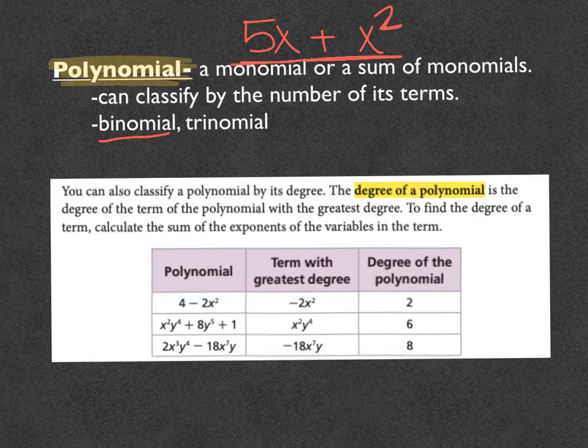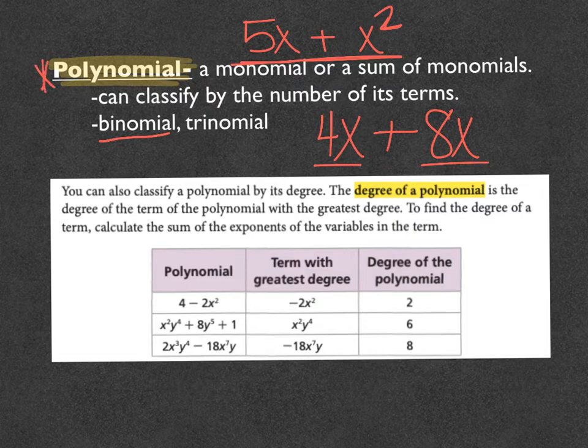Okay, so again, a polynomial is just if I take like a monomial and now I add some more to it. So if I put a plus sign and add another one to it, like 8x, now that's a binomial, but it's also a polynomial. Well, I know it's kind of a little bit confusing. Okay, so you can also classify a polynomial by its degree. Now, this is another little confusing thing, but the degree of a polynomial is the degree of the term of the polynomial with the greatest degree.